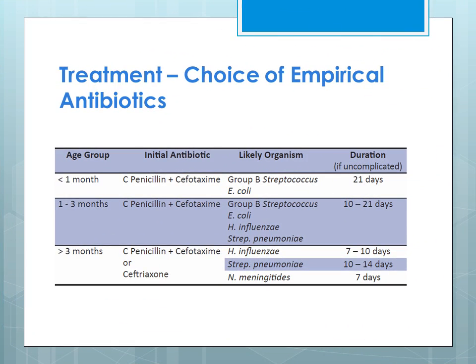Empirical antibiotics for pediatric patients with suspected meningitis are usually a combination of intravenous penicillin and cefotaxime. However, in patients who are 3 months and older, intravenous ceftriaxone is a good alternative as the dose frequency is less. All of these antibiotics have good blood-brain barrier penetration. Duration of treatment varies from 7 to 21 days depending on: 1. The age of patient, 2. Causative organism, and 3. Whether there is associated complication or not.